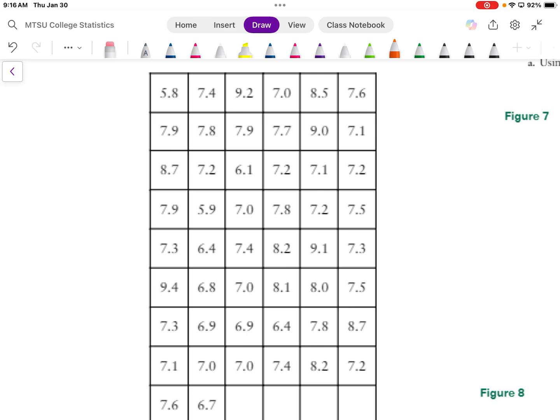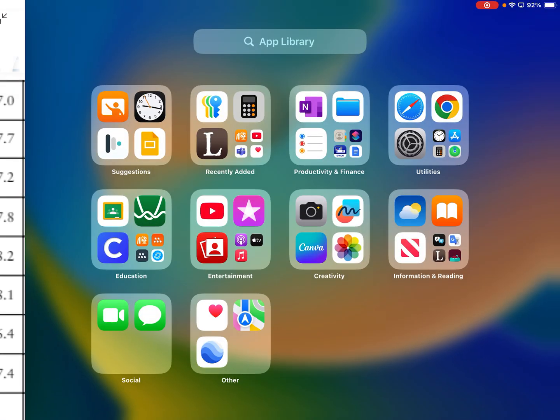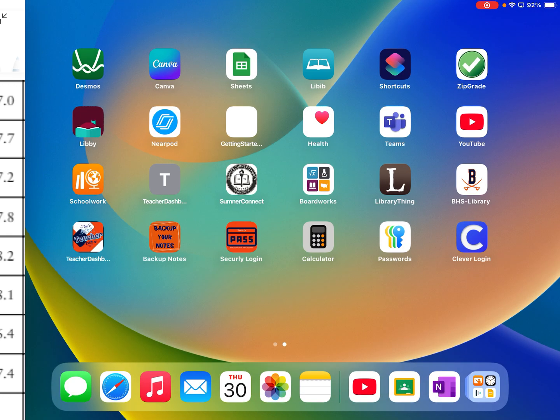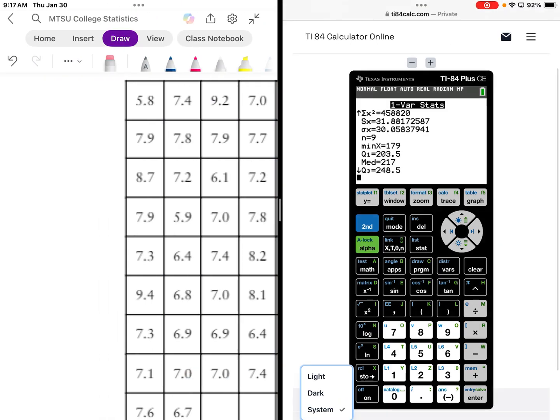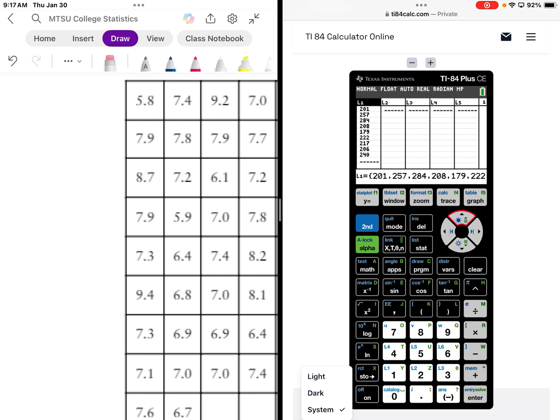I did leave on your notes, I think, the picture of the histogram, so you don't have to draw it. But just to give you a chance to practice getting that one more time, we're going to go in there and put that in. Stat, enter, up, clear.